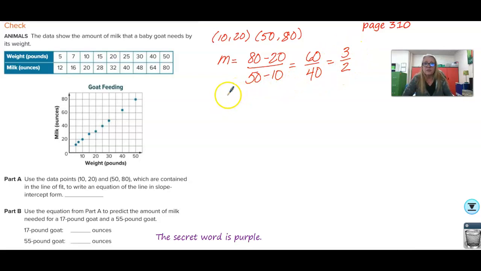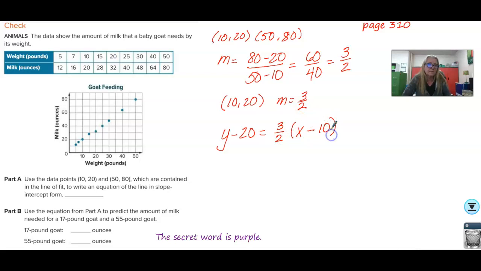So now we can use the slope and a point. What point do we want to use? Let's use the smaller one. Let's use (10, 20) as our point, and our slope is 3/2. And we're going to write an equation in point-slope form. You remember point-slope form is y minus the y-coordinate, 20, equals the slope times x minus the x-coordinate, which is 10.